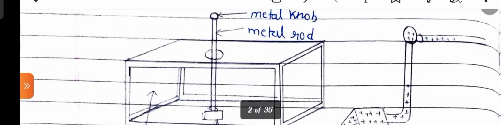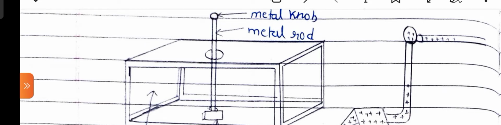The next topic we are going to deal with is the gold leaf electroscope. It is a very important question that we are going to get in our board exam. The gold leaf electroscope is an apparatus or a device which is used to detect the charge on a body. It consists of a vertical metal rod, and these are the gold leaves which are attached at its bottom, and at the top of the metal rod there is a metal knob.